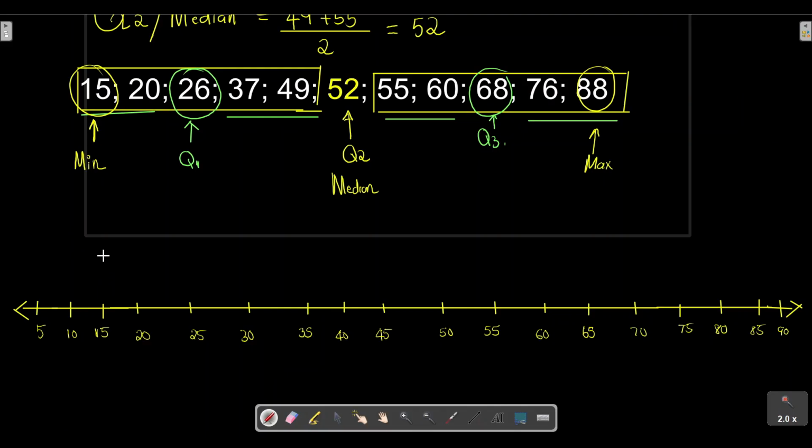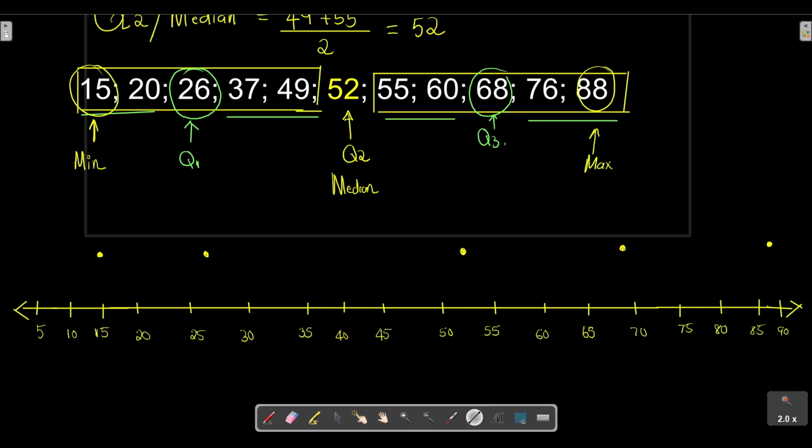Okay, so I've got 15. I've got 26. So 26 is somewhere there. Then I've got 52. 52 is somewhere there, approximating. Then we've got 68. 68 is somewhere there. And we've got 88. 88 is somewhere there. Then from here, I'm going to draw my box with our whiskers.